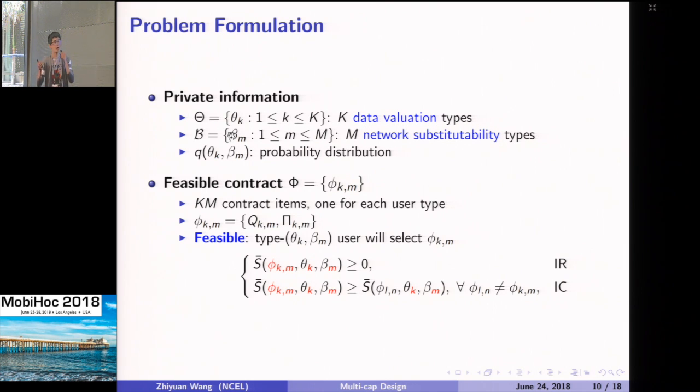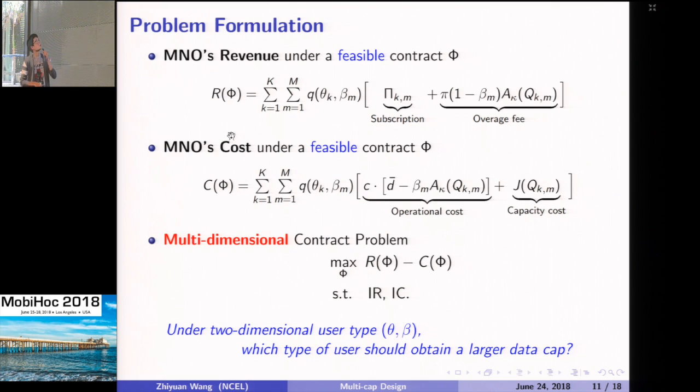So the operator's revenue under a feasible contract is actually the aggregate payment received from different types of users, including the subscription fee and the possible overage fee. As for the operator's cost, we consider two kinds of cost: the operational cost proportional to the total data demand, and the capacity cost increasing in the data camp queue. Eventually, the operator needs to maximize its profit, considering all of the individual rationality and incentive compatibility constraints. So the main difficulty of this problem is, of course, the two-dimensional private information.